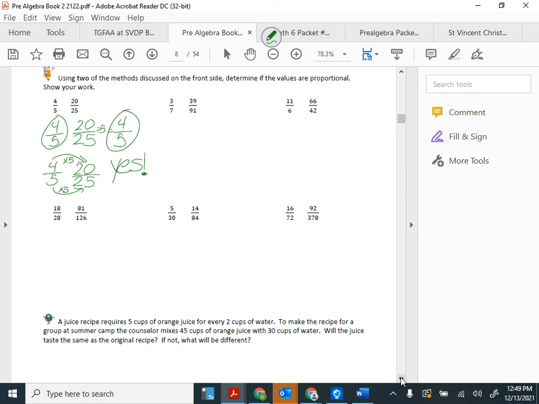Then on the bottom, we have our word problems. You just have to use one method for the word problems. But if you get that it's not proportional, you might want to do a second method to double check your work. Make sure you're doing it correctly.